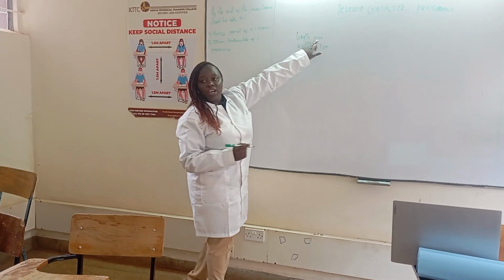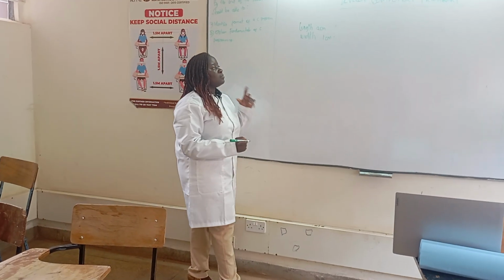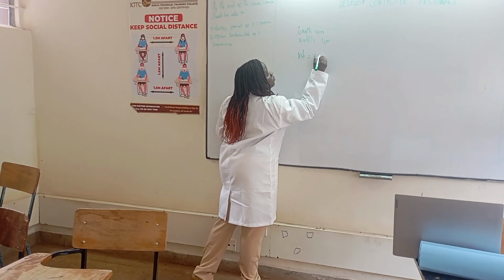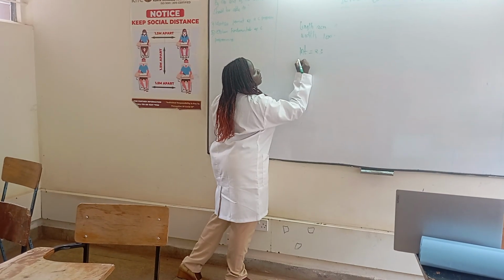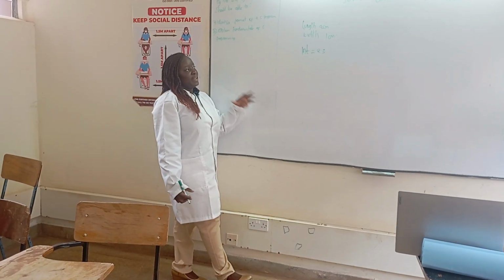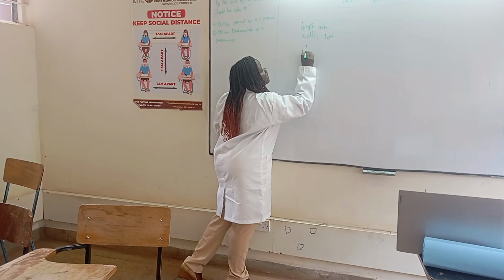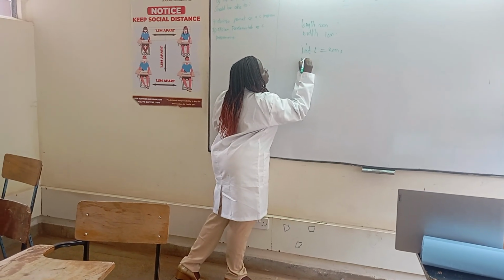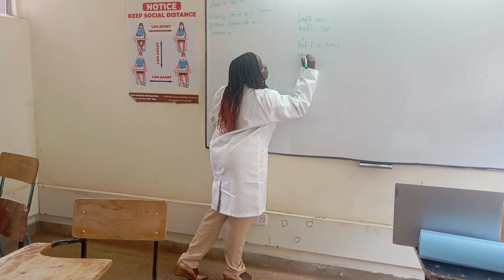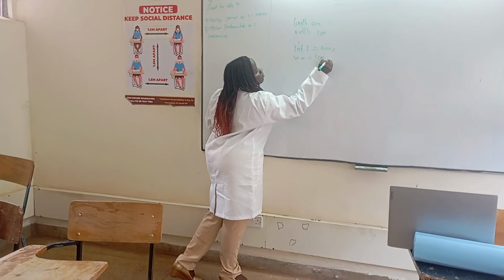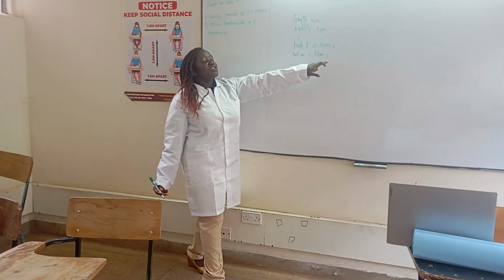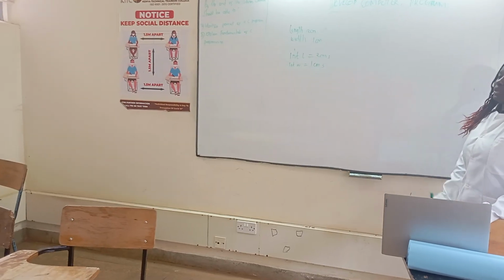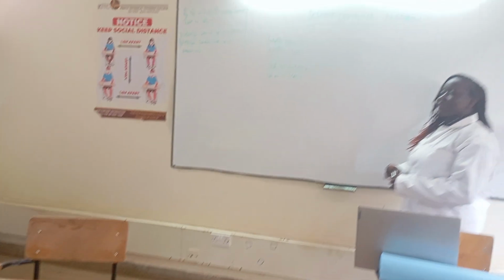Now, our length is a whole number, so it will be an integer. To allocate the memory, it will be int L equals 2. And width is also 1, which means it's also an integer. You must put semicolons at the end. Any question or anybody who has not understood the memory allocation of variables? Yes.